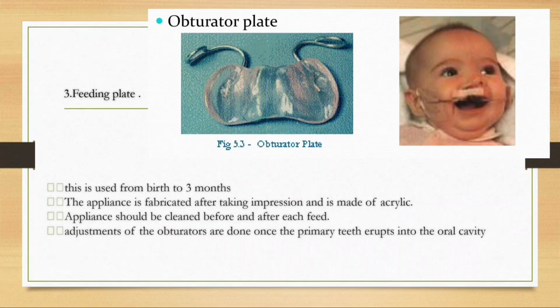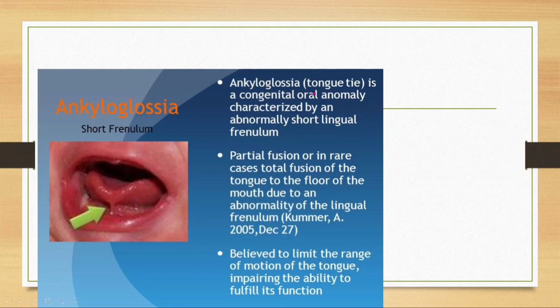So obturator plate, that is a feeding plate used from birth to 3 months. It's fabricated after taking impression and is made of acrylic. It should be cleaned before and after each feed. Adjustment of the obturator are done once the primary teeth erupt into oral cavity. Ankyloglossia, we know it is known as tongue tie. It's a congenital oral anomaly characterized by abnormal short lingual frenum. So partial fusion or in rare cases total fusion is there. It limits the range and motion of the tongue. It impairs the ability to fulfill its function.